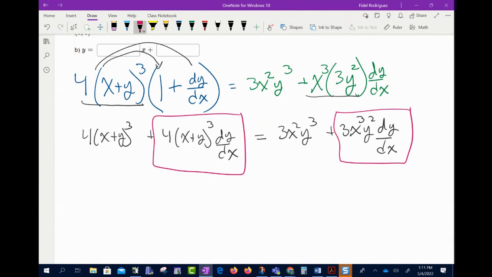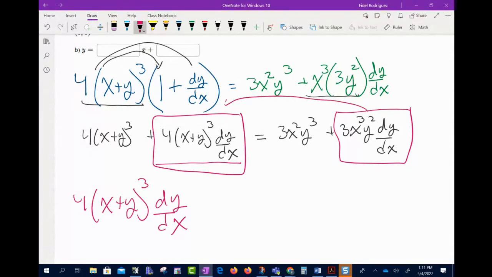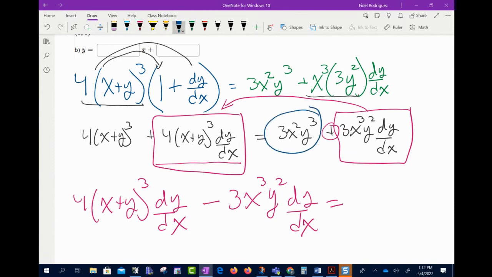So I'll tell you what I'm going to do. I'm going to leave this guy alone, so I'm going to leave this 4x plus y to the third with a dy dx right there. Now, I'm going to bring this guy over to the other side. When I cross the equal sign, what's going to happen to the sign here? It's going to become negative. So look, negative 3x to the third y squared with a dy dx, right? Equals. Now, I'm going to leave this guy alone.